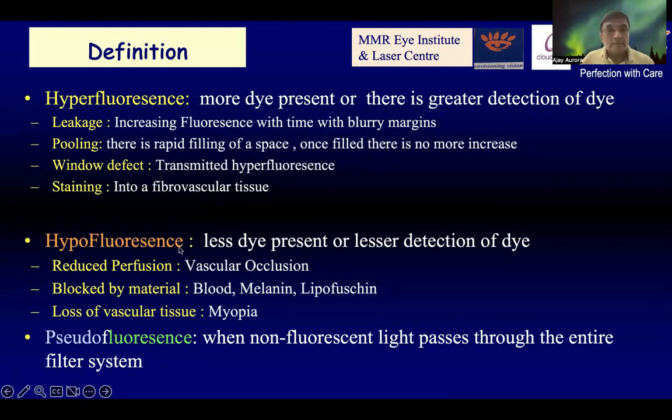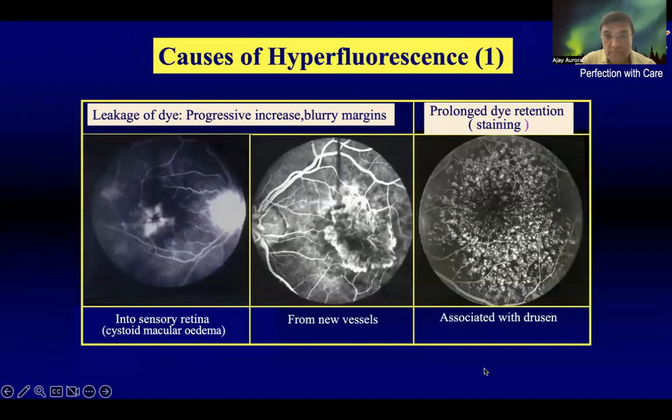Now, hypofluorescence means there's less dye present, or there is less detection of the dye. Less dye can be present when there is a vascular occlusion. Less detection occurs when there is blockage by some material present in front of the dye so that it cannot be detected. Or there is a loss of vascular tissue as it happens in myopia. Now, pseudofluorescence, as I told you earlier, is when non-fluorescent light passes through the filter system.